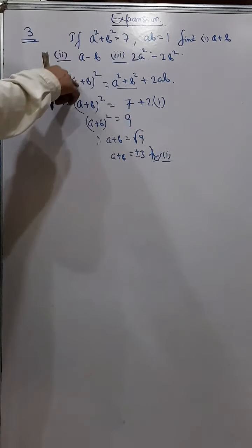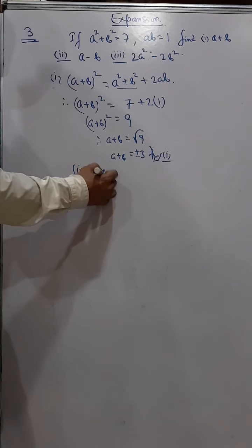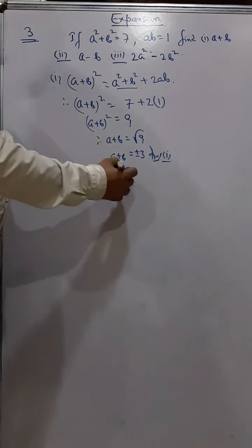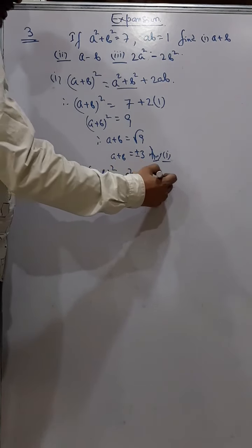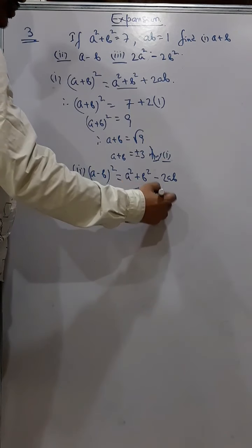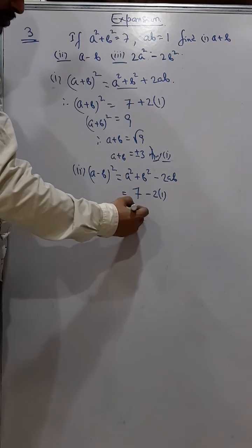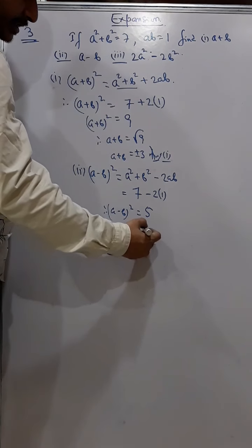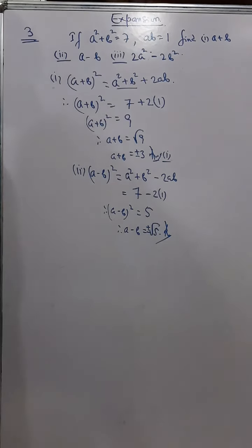Similarly for a minus b, we will start with a minus b whole square, and that is a square plus b square minus 2ab. So a square plus b square is 7, and minus 2 into 1, and finally we got a minus b whole square is equal to 7 minus 2, that is 5, and finally we got a minus b is equal to plus minus square root of 5.